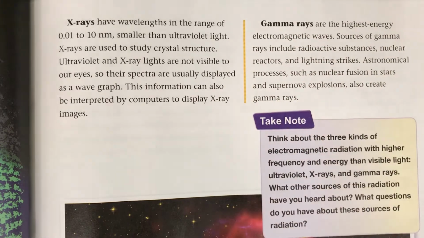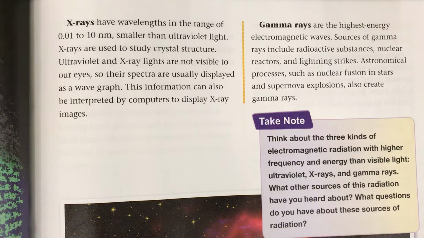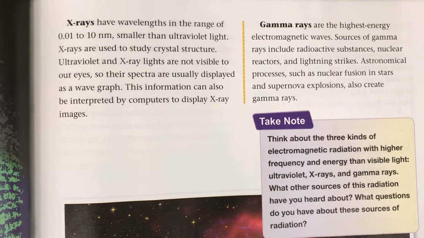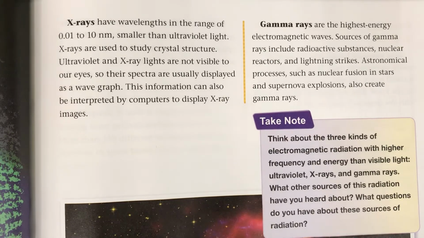Gamma rays are the highest energy electromagnetic waves. Sources of gamma rays include radioactive substances, nuclear reactors, and lightning strikes. Astronomical processes such as nuclear fusion in stars and supernova explosions also create gamma rays.